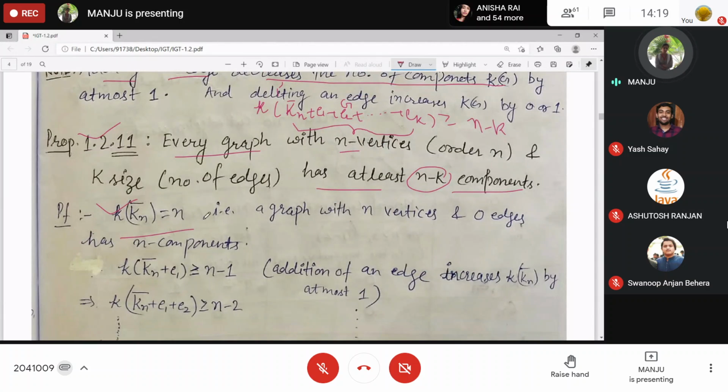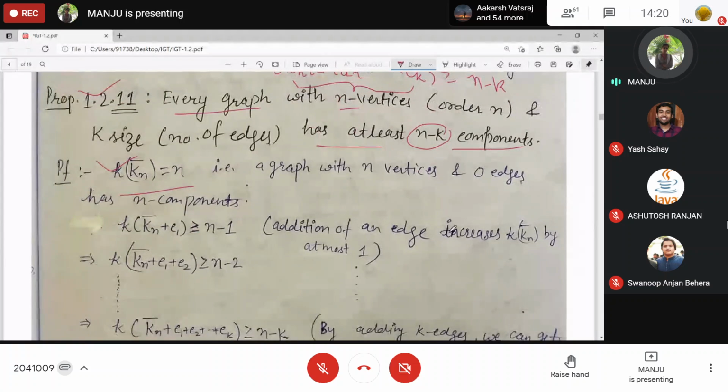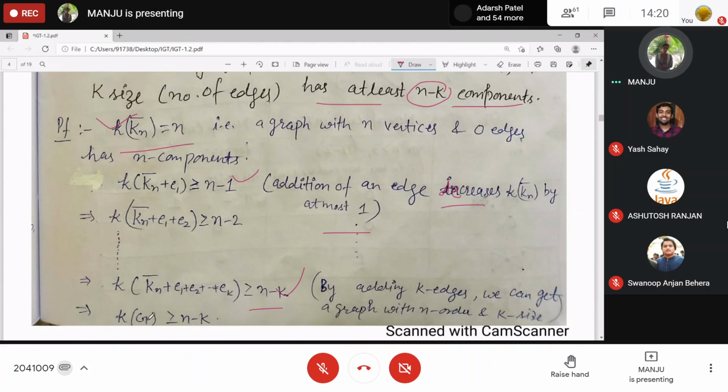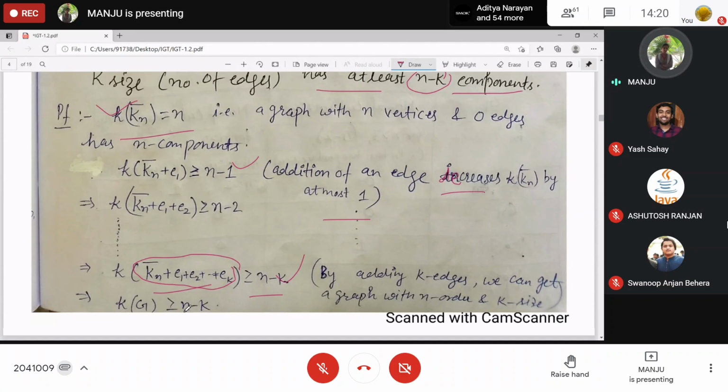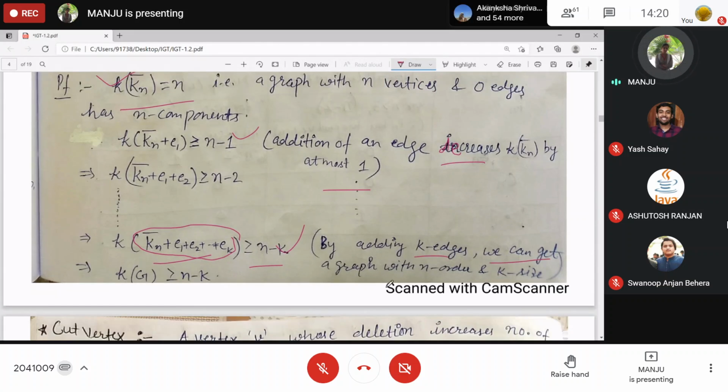N complement has n vertices, so n number of components. Addition of edges decreases the number of components by at most one. That's why I just wrote n minus one. In general, n minus two for the second, n minus three for the third, and for k edges, it will be n minus k. And with the help of these k edges and n vertices, you can form any type of graph, whatever it is. Okay, you can get any graph, and that's why we have shown it.